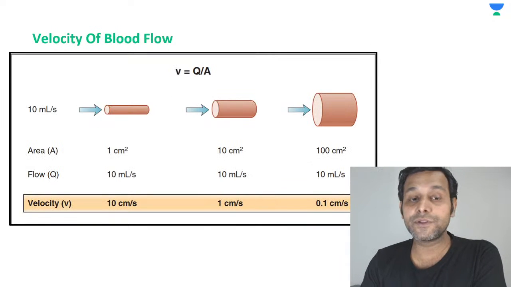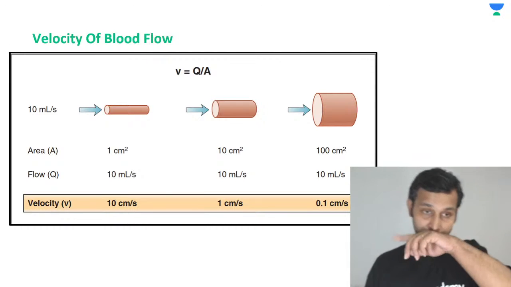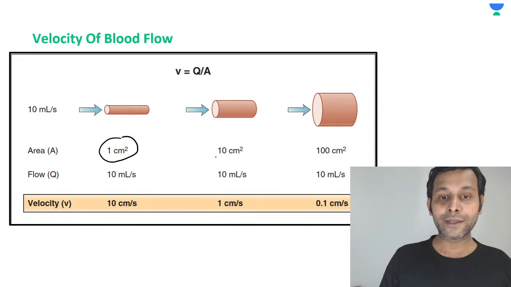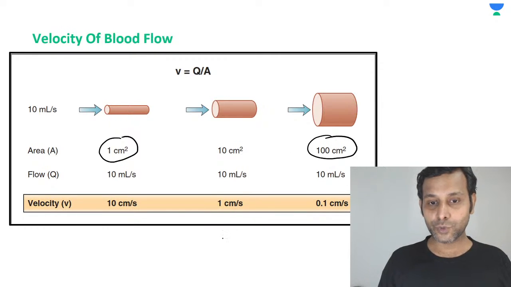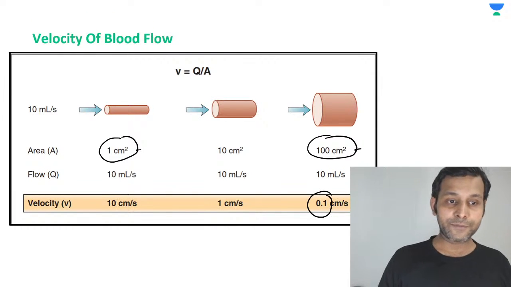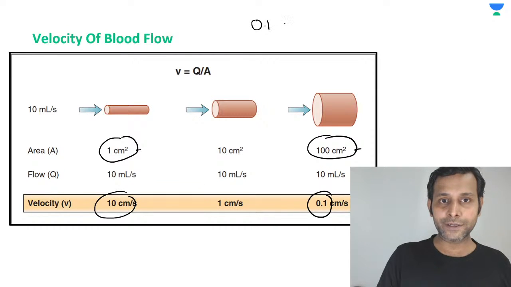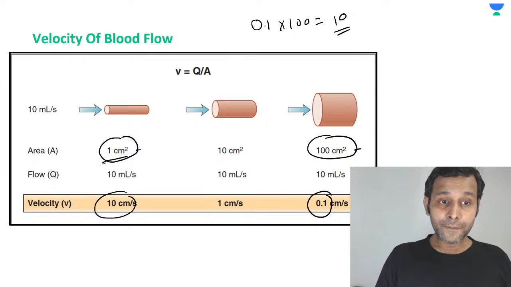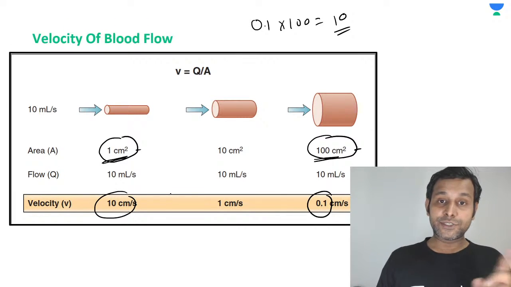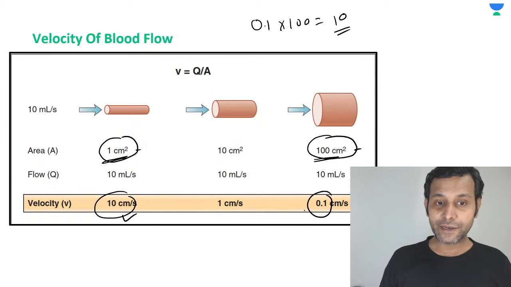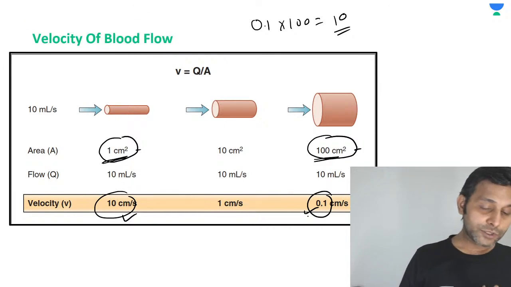The following diagram gives you the comparison of cross sectional area of various vessels. For a very small vessel, the cross sectional area is 1 centimeter square. For a very large vessel, the cross section is 100 centimeter square. So from 1 to 100 centimeter square, look at the velocity. The velocity is as high as 100 times more, because 0.1 into 100 will give you 10. So if the cross sectional area changes by 1:100, the velocity changes by 100 times. That's a very peculiar situation with respect to cross sectional area.